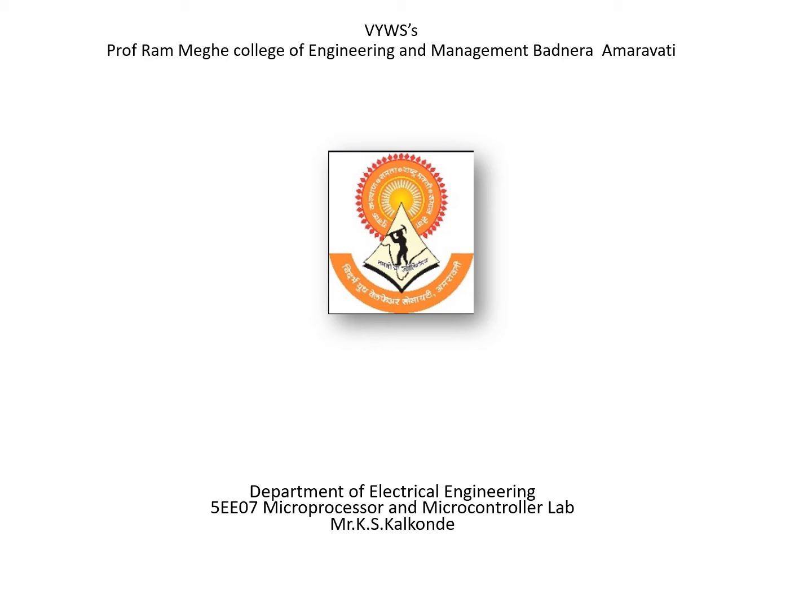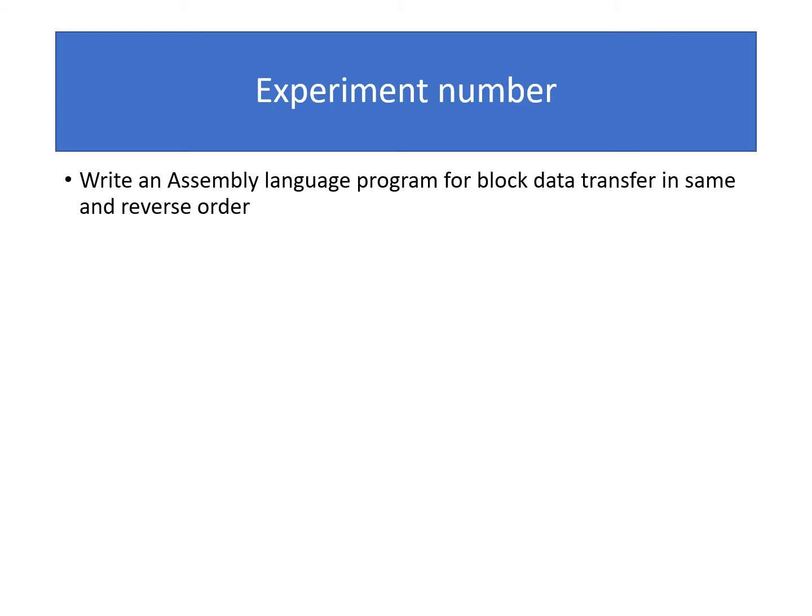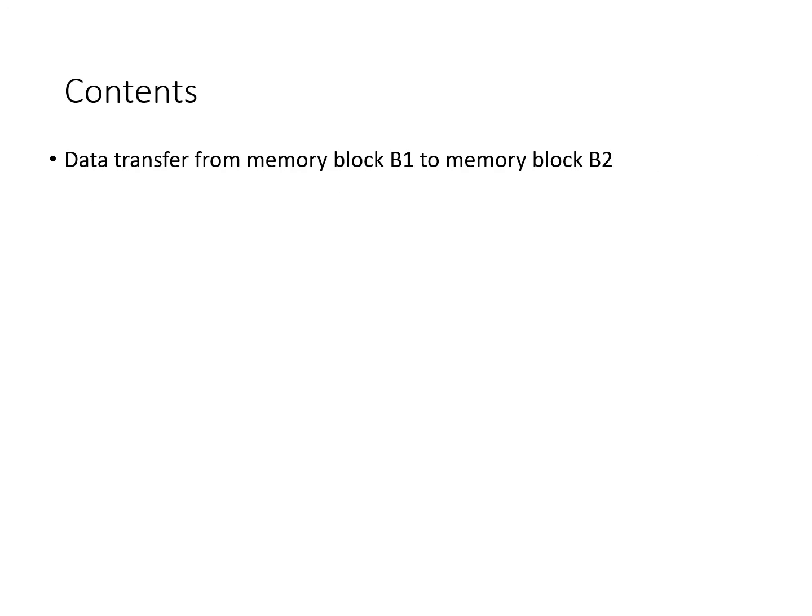Perform experiment number 6, that is, write an assembly language program for block data transfer in the same and reverse order. This is the statement of our experiment: data transfer from B1 to B2. One block is at 2200H and another is the destination location, 2300H. That is the aim: data transfer from memory block B1 to memory block B2.